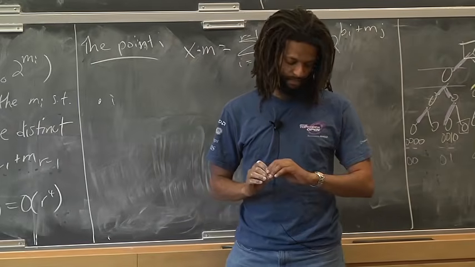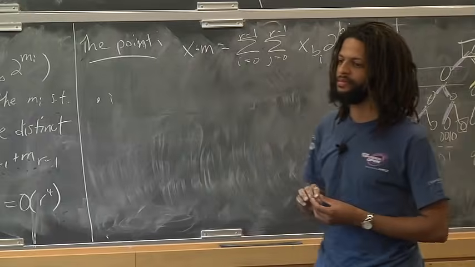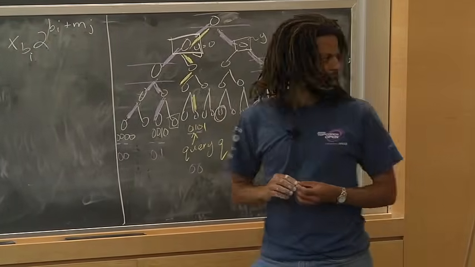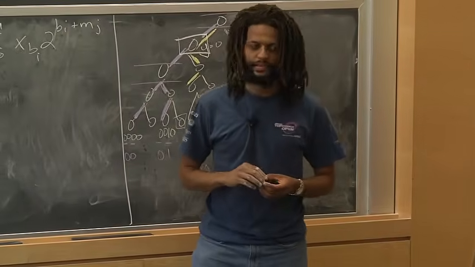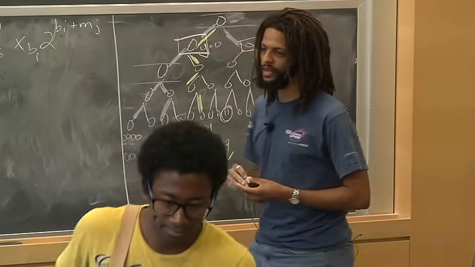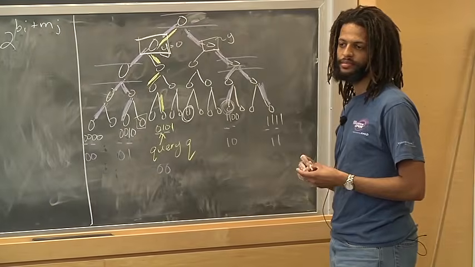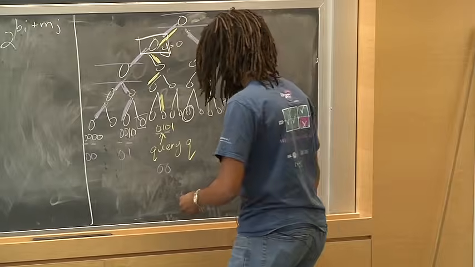Does this lemma need MIs to be the permutation of the PIs? The MIs, no, they're not. They can be anything. Yeah. Any other questions? Okay.